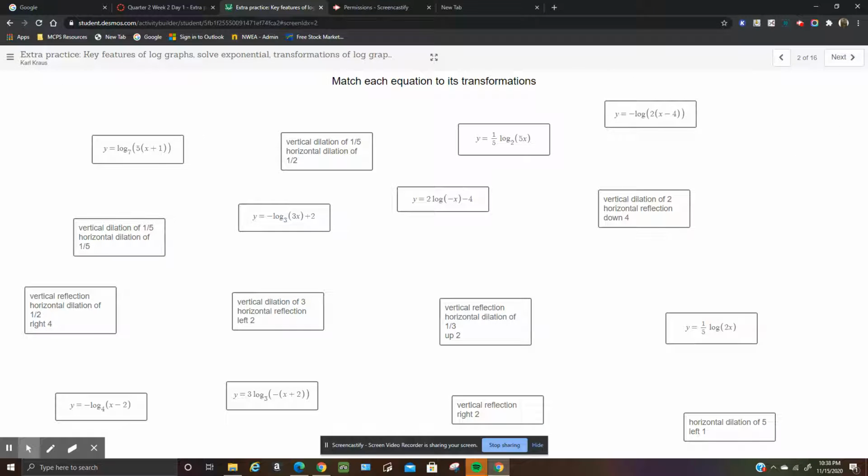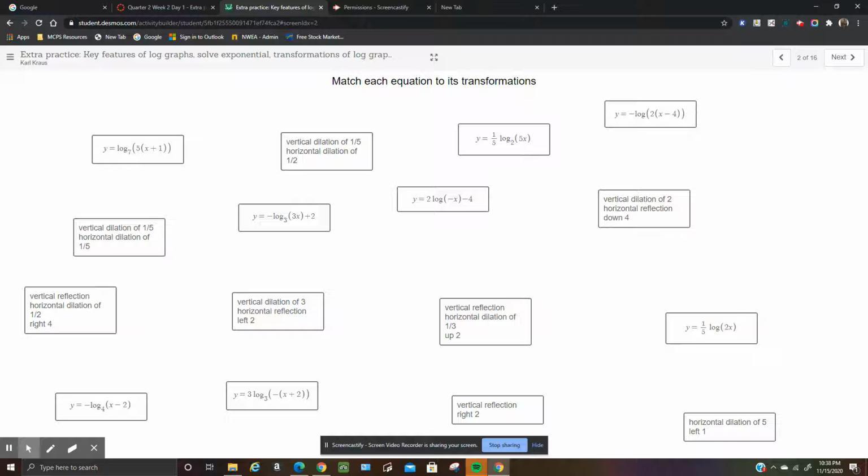Slide 2, match the equation to its transformation. So when you have this in parentheses here with the x, it's the reciprocal. On the previous slides, there were some mistakes where there wasn't a reciprocal dilation. So here you're going to look for, when it's a number with the x inside the parentheses, the reciprocal dilation.